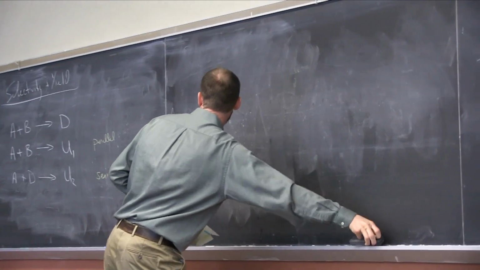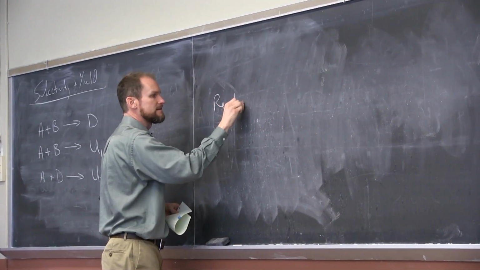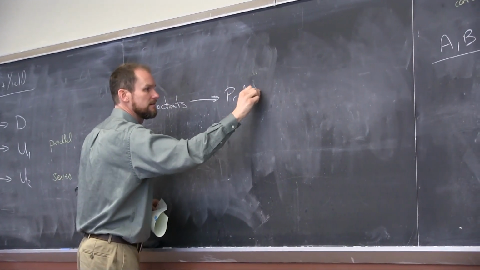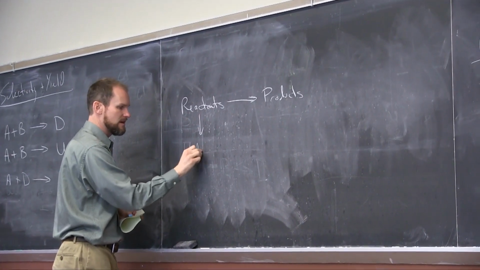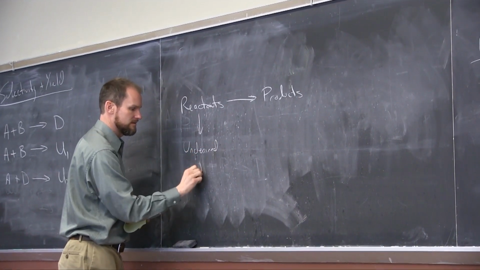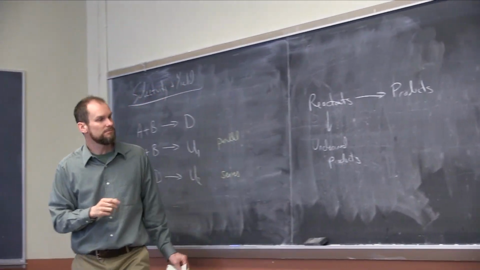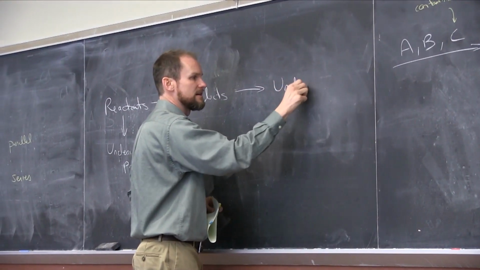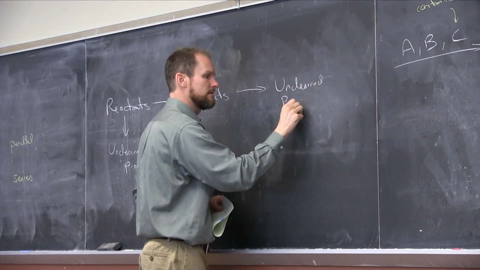So, start with our reactants. We want them to go to products, but the reactants can go to undesired products instead of going to the products, and our products can also react away and go to undesired products.